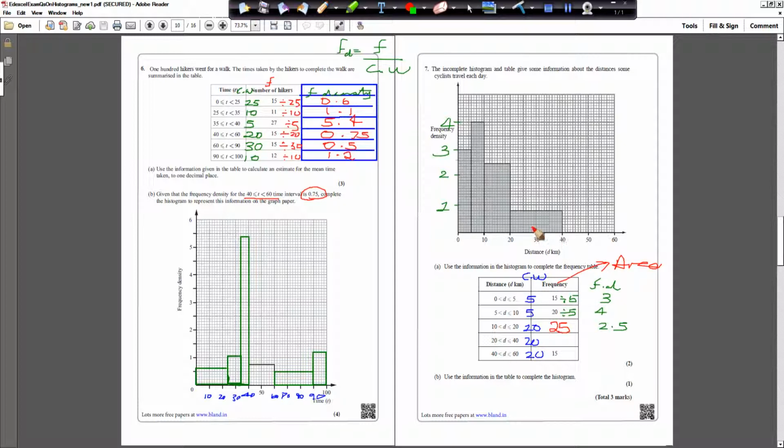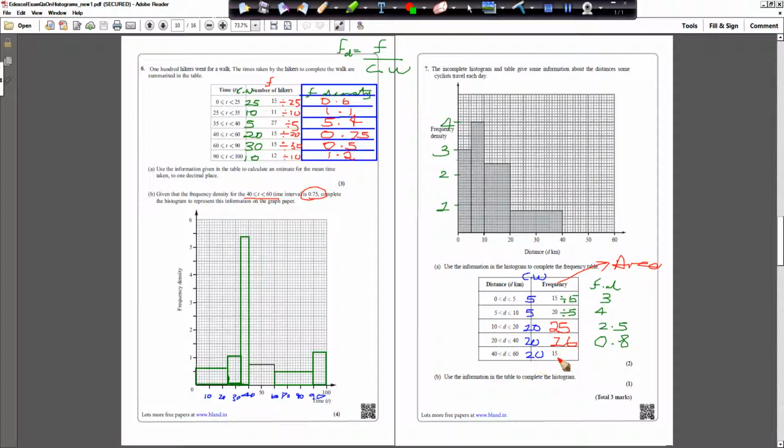Next one, the fourth bar. What is the height of the fourth bar? Abdullah, you give me some good answers there. What did you get for the frequency density of the fourth bar? I've got 0.8. So we've got 20 times 0.8. That gives us an answer of 16. Thank you. And that's done. And we need to draw the last bar.